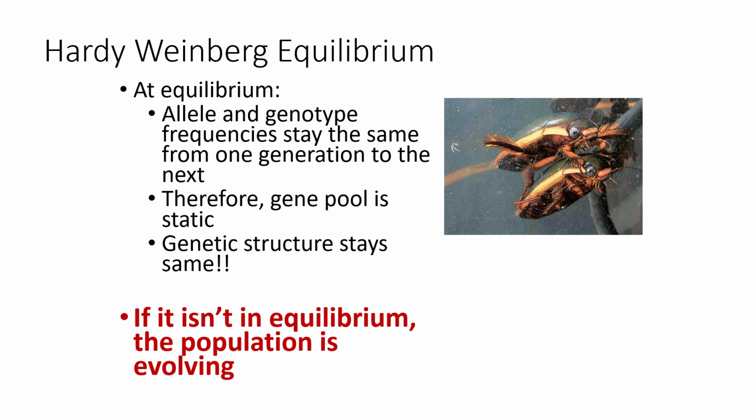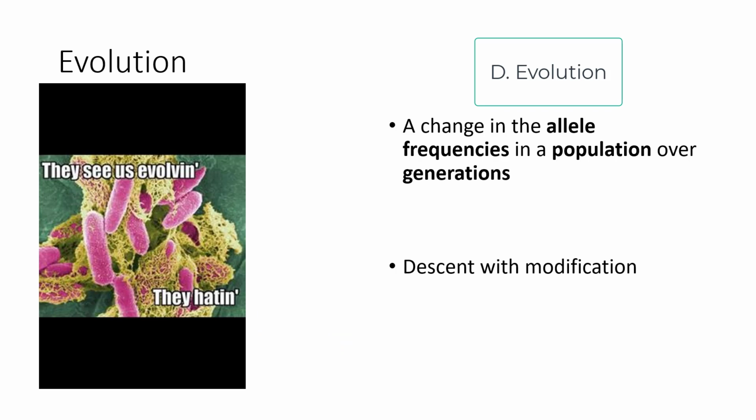So at Hardy-Weinberg equilibrium, the allele and genotype frequencies stay the same from one generation to the next. The gene pool is static, the genetic structure stays the same. If it's not in equilibrium, we say the population is evolving. And evolution, remember, is a change in the allele frequency in a population over generations. It is also known as descent with modification, as something changes as a species grows over time.